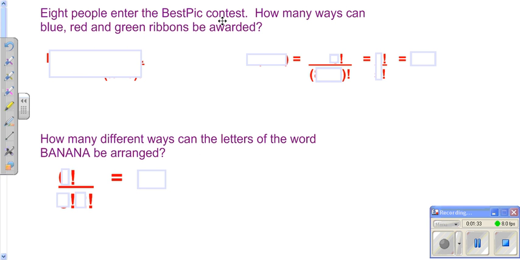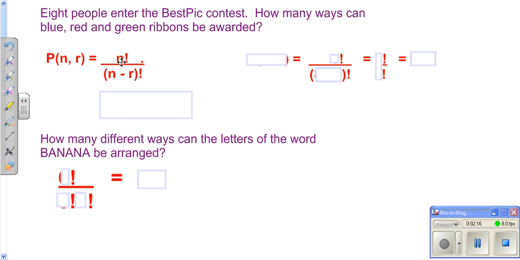So 8 people enter the Best Picture contest. How many different ways can they award a blue, a red, and a green? Well, you got to decide, is this a situation when order makes a difference, or does it not make a difference? So if Todd got first place and Carmen got second place and Heather got third place, is that a different way of arranging it than Heather being first, Todd being second, and Carmen being last? Yes, it is. Since the order in which you select them or assign them does make a difference, it's then a permutation.